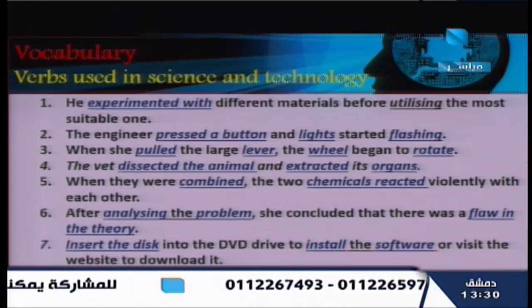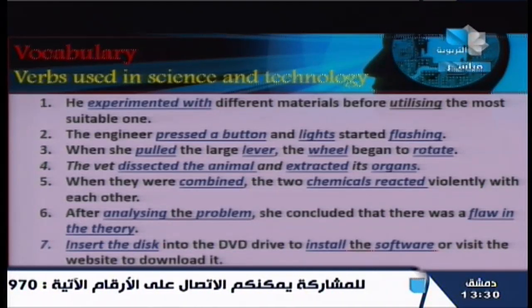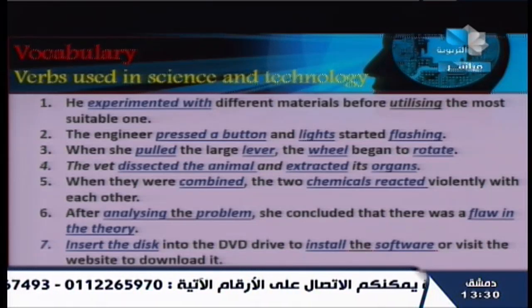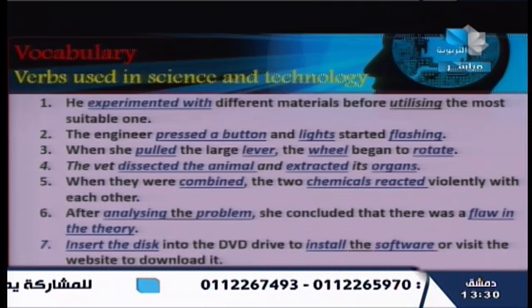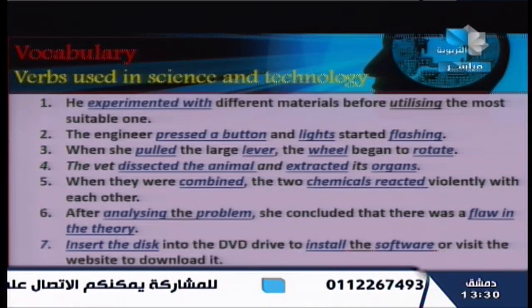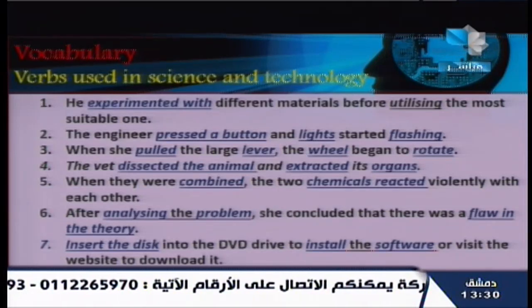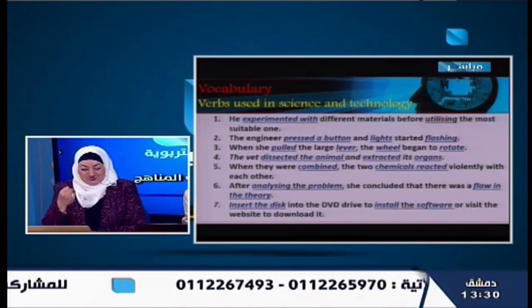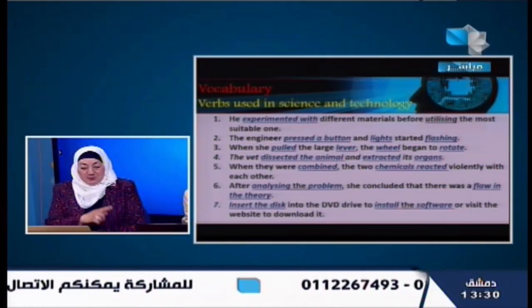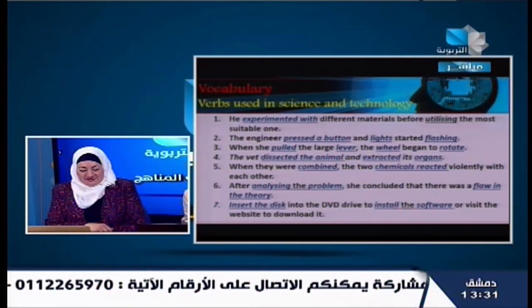The engineer pressed a button and lights started flashing. To press a button means to push it down with a finger. And the lights, as you know, flashing means giving kind of light. When she pulled the large lever, the wheel began to rotate. Pull the lever means to pull it up or down. The wheel began to rotate means to go round.